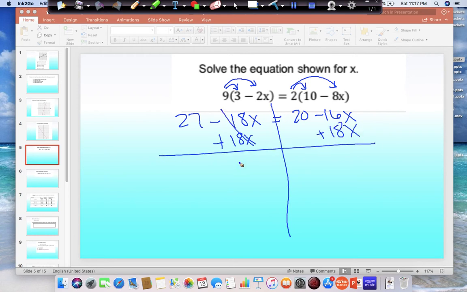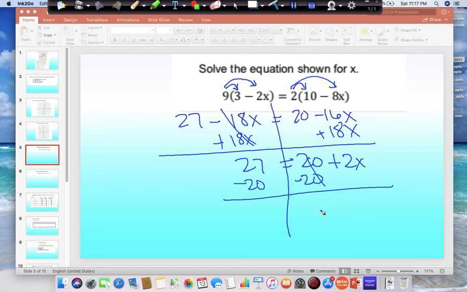Okay, so I can start this by adding 18x to both sides. This cancels, and I'm left with 27 on the left, and 20, and -16 plus 18 gives me +2x. Remember, I cannot add my 18x to my 20 because one has a variable and one does not, which means they are not like terms. Okay, we want to get our 20 on the left side, so we are going to subtract 20 from both sides. And we are left with 2x is equal to 27 minus 20, which is 7.